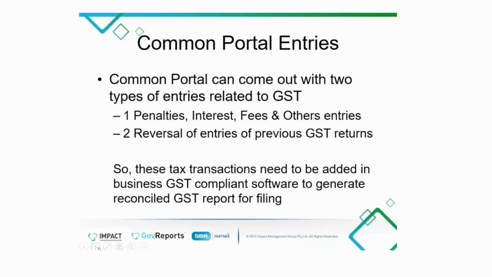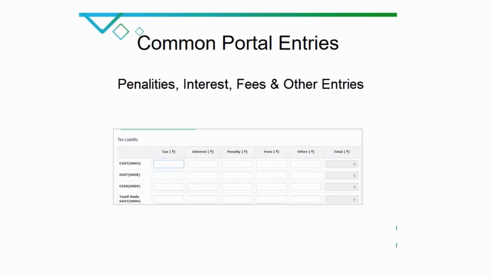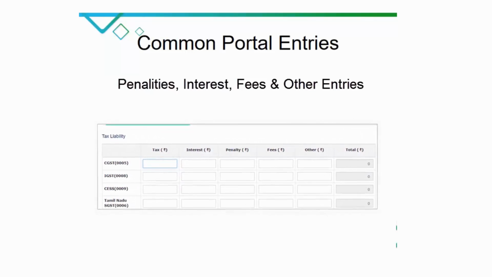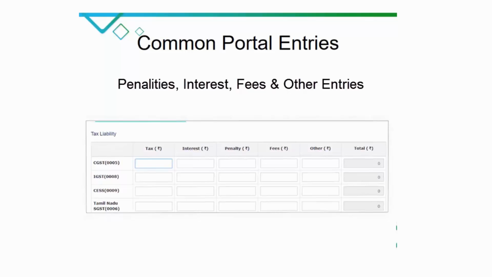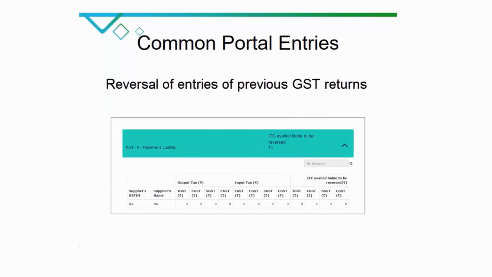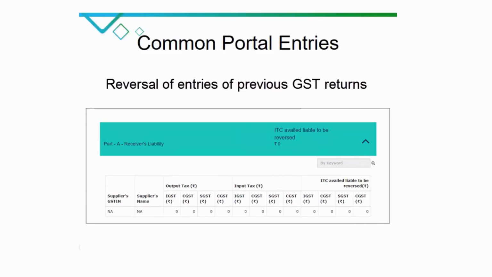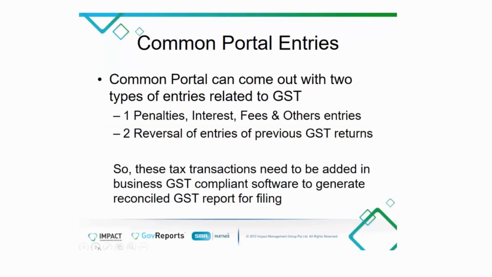Common portal entries. Apart from whatever supplies and invoices we are uploading in the portal, other entries are possible from the common portal. Common portal can come out with two types of entries related to GST. First type is penalties, interest, fees and other entries. The second type could be reversal of entries of previous GST returns. So these transactions need to be added in business GST compliance software to generate reconciled GST report for filing.